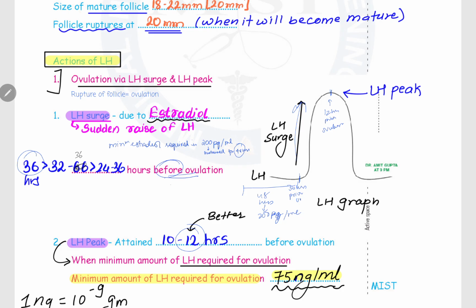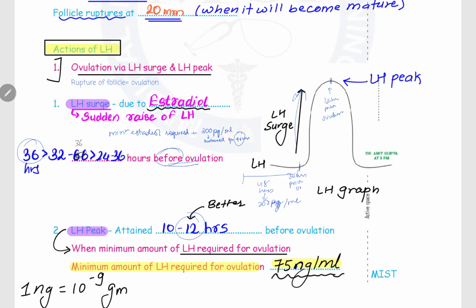Now, talking about the amount, the minimum estradiol required is 200 picogram per ml, and the minimum LH required for ovulation is 75 nanogram per ml. Picogram is 10 to the power minus 12 gram, so it's even lesser than LH. All right, so the minimum estrogen required for LH surge to occur is 200 picogram per ml, sustained for at least 48 hours, and the minimum amount of LH required for ovulation is 75 nanogram per ml.